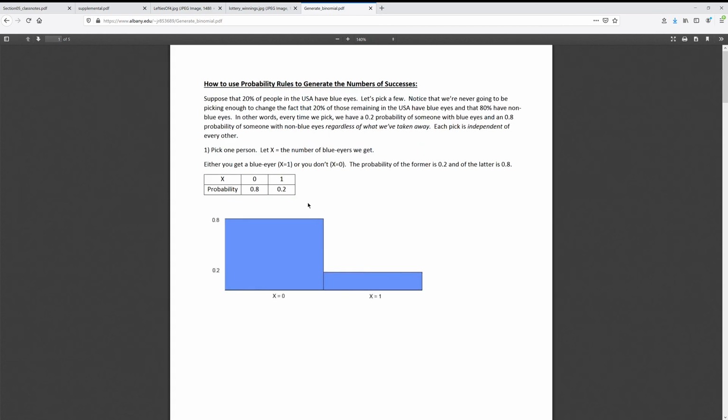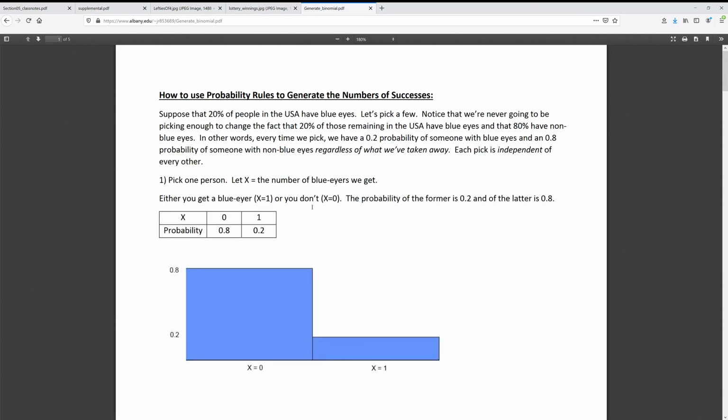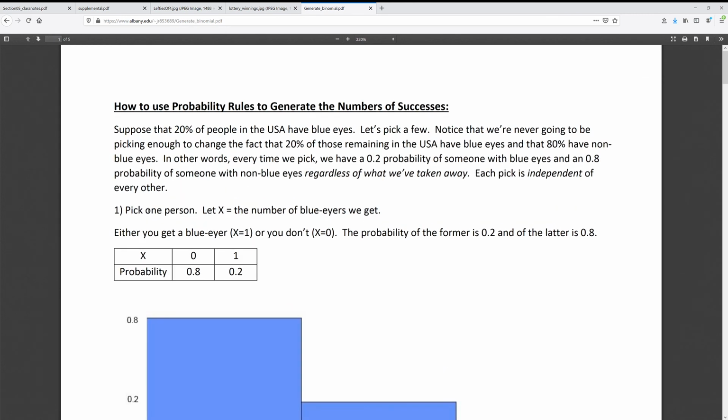So in this case, it's a 20/80 split, and it's picking people who may or may not have blue eyes. So 20% of millions of people out there have blue eyes, 80% have non-blue eyes, let's say. Then everything we just did, but with a 20/80 split. And you can see that it plays out pretty much the same way.